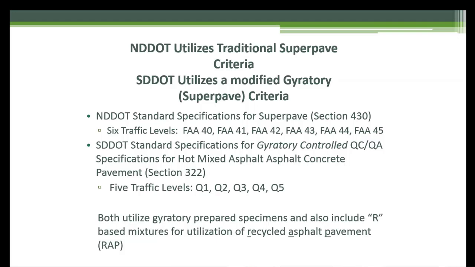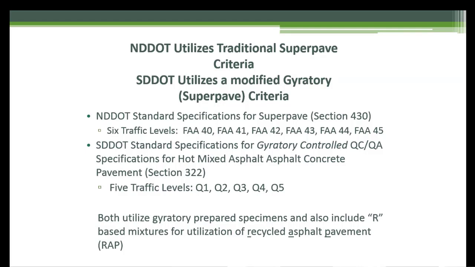The traffic levels from left to right go from low traffic volume, say County Farm to Market type roads with an FAA 40, till you get to an Interstate 94 or 29 or a US 83 or US 2 between Minot and Williston is on the FAA 45 side of the scale. And basically, as you go up the ladder there, you're increasing the specification requirements, raising the bar, so to speak.